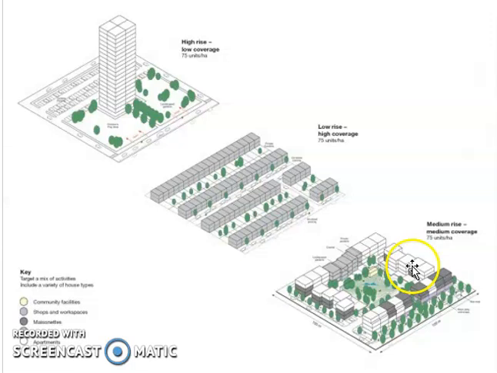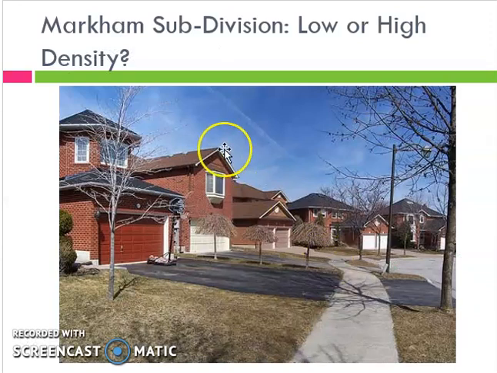And then medium density is a mixture. So they have some low-rise buildings and some singles, but it is on more land than the high-rise. Markham subdivision, low or high-rise, or high density? I would say it's low.